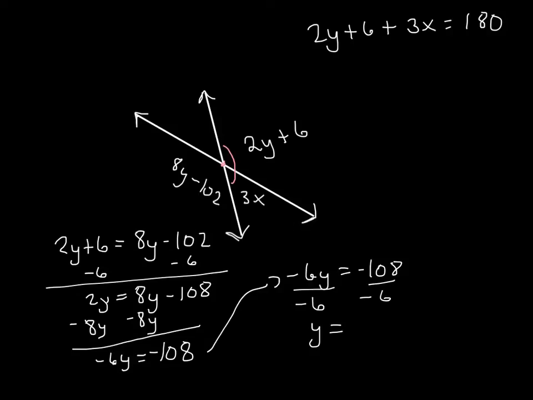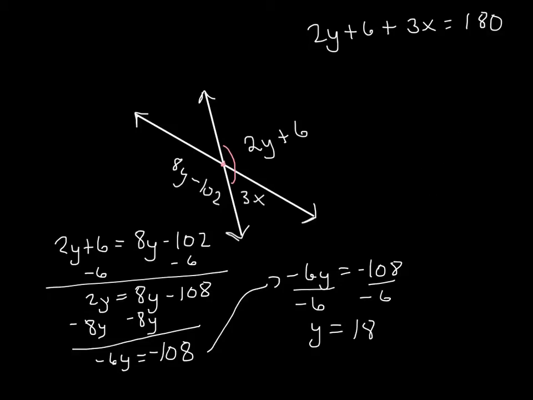So now y is going to be equal to, whatever that is. I know a negative divided by a negative is a positive, so I'm just going to forget the negative sign and do the division. Let me do it over here. 108 divided by 6. So I get 1 in there, 4 left. 6 times 3, so 18. So y must be 18 then. Okay, interesting.